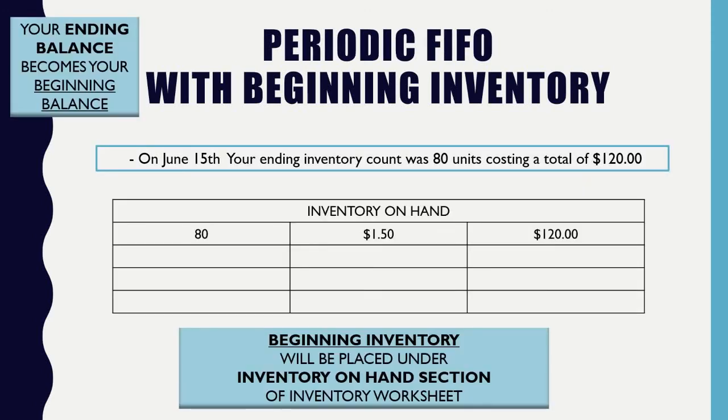You have a section on your inventory worksheet for inventory on hand, okay? And this is what you got to do. You got to put it in here because this is going to be used as your beginning inventory, okay? So there you go. You put the 80 units costing $1.50, giving you a total of $120, okay?